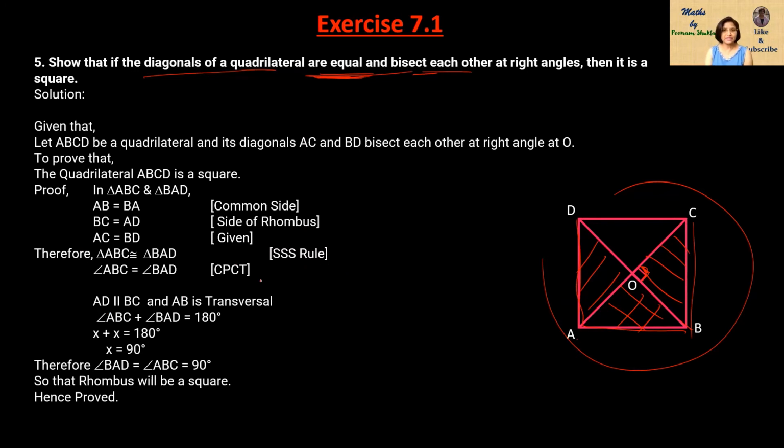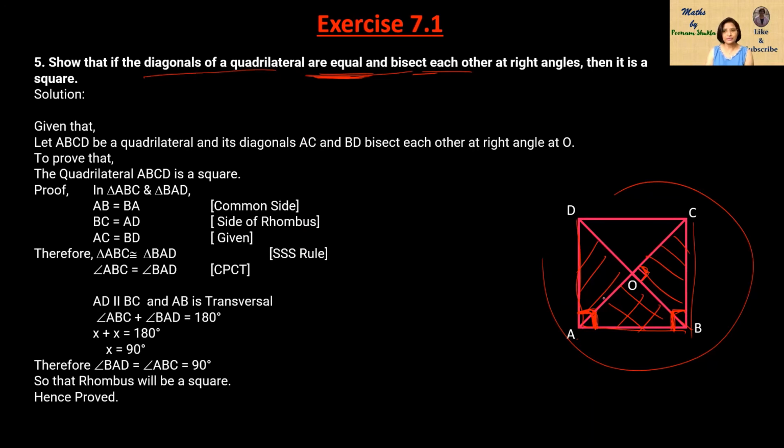Therefore, we can say angle ABC equals angle BAD. These two are equal angles. Now we have to prove these are 90 degrees only, then we can prove that this is a square.